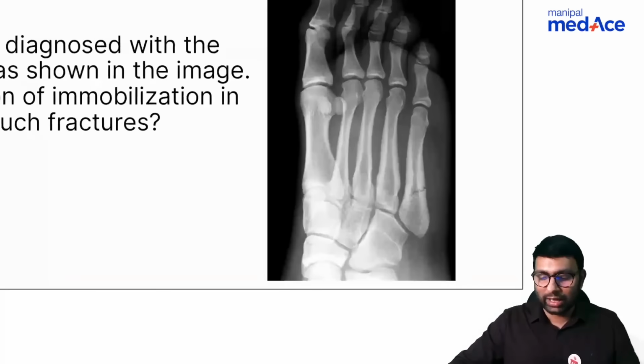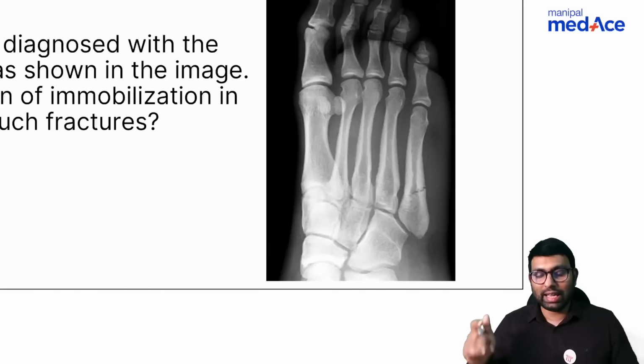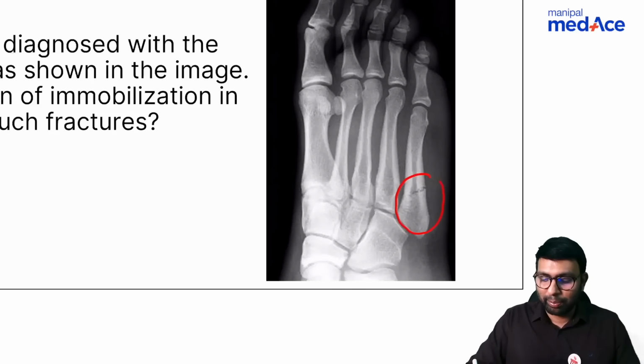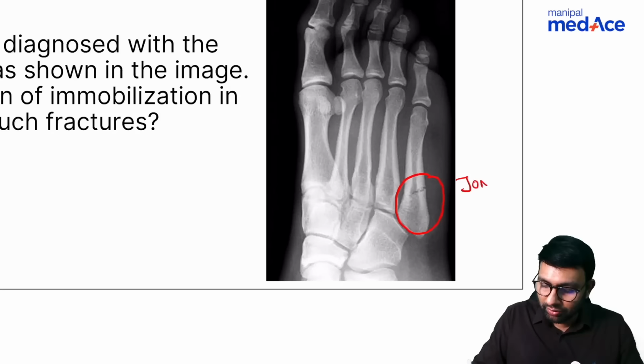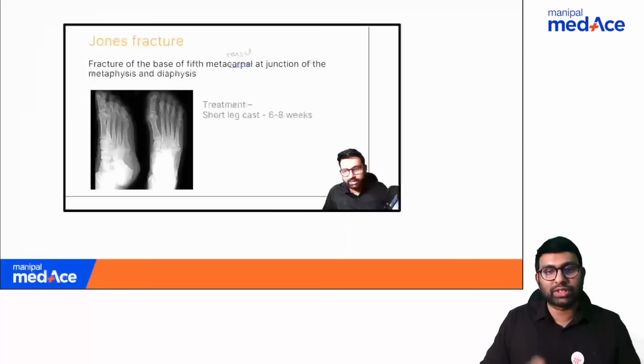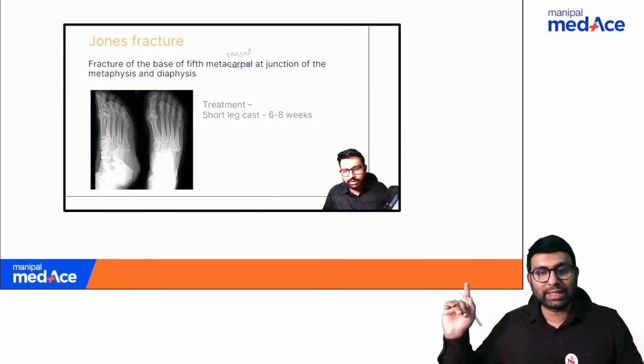So let's try to diagnose this x-ray. If you look at the x-ray here, you can see that there is a break in the continuity in the 5th metatarsal base, and that is called as a Jones fracture. We've studied about this. It is a Jones fracture. Now let's go back to what we've studied in Jones fracture. So this was my slide on Jones fracture.